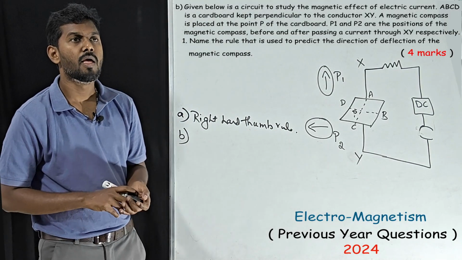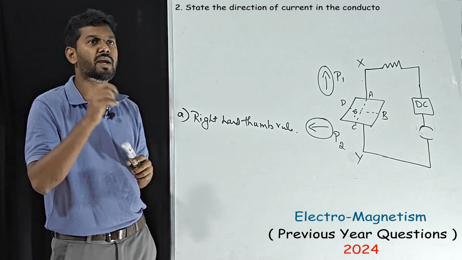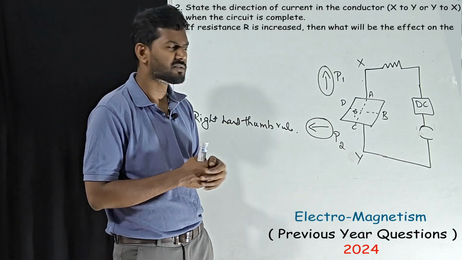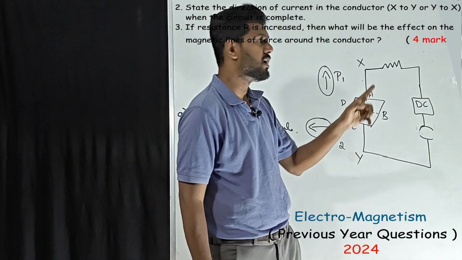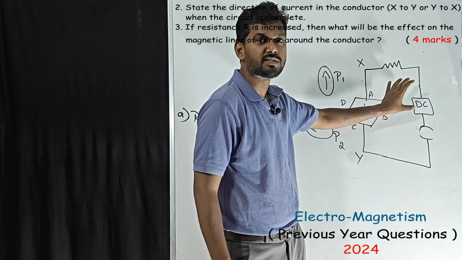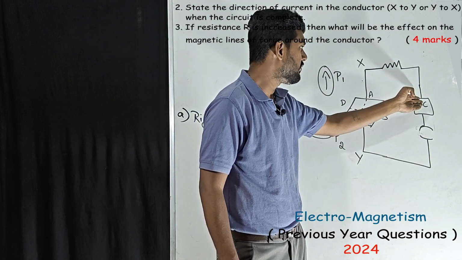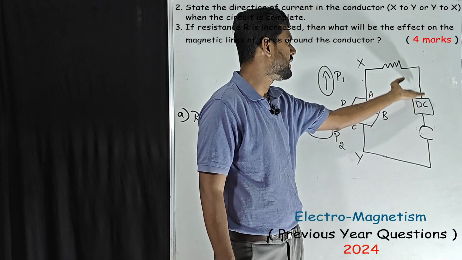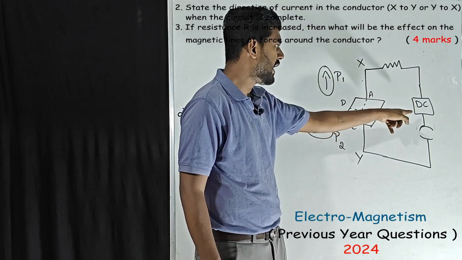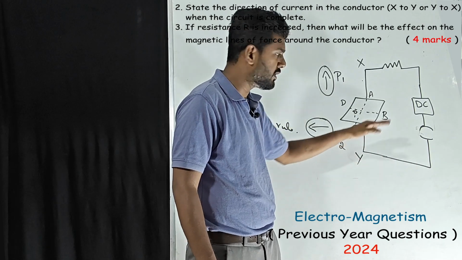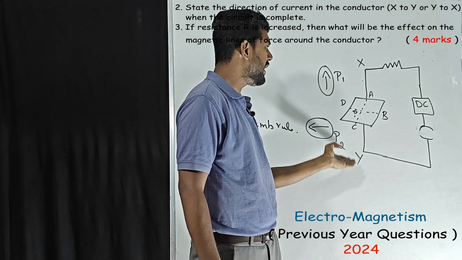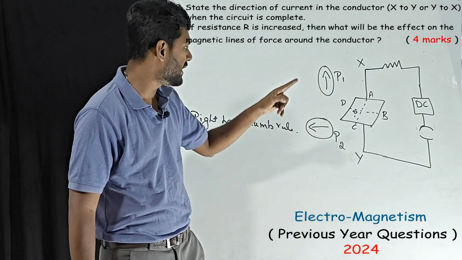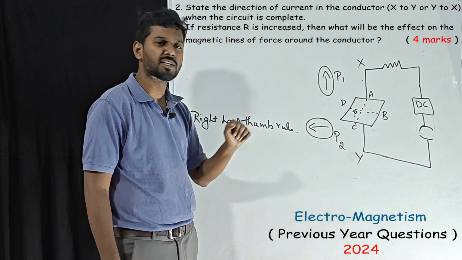Now state the direction of current in the conductor. So that means the direction of current is not given. See, here they have given a DC supply. That means current can enter from the top, from X to Y. If it is entering like this, it should be X to Y. If the current is coming from the down part like this, it will be Y to X. We have to find that. How to find that? Based on the deflection. The deflection is given.